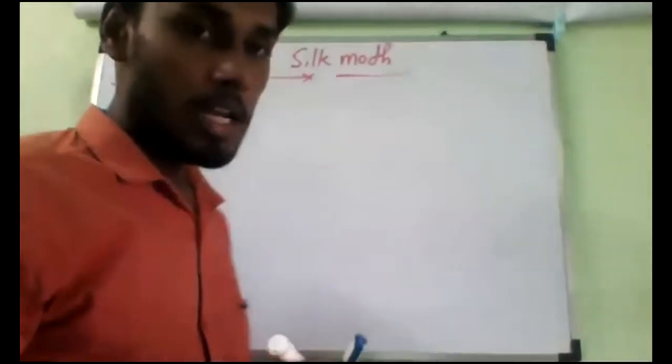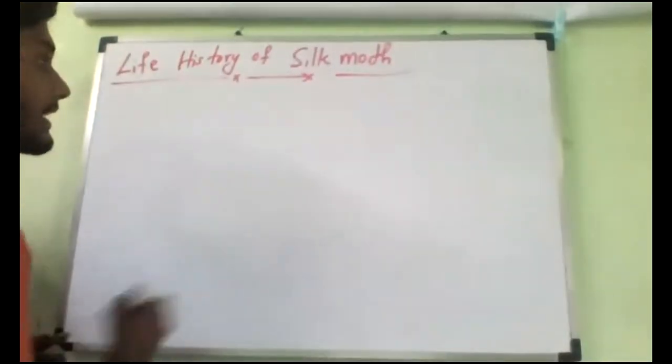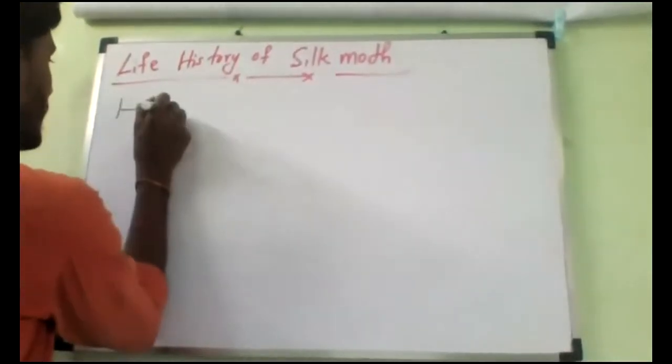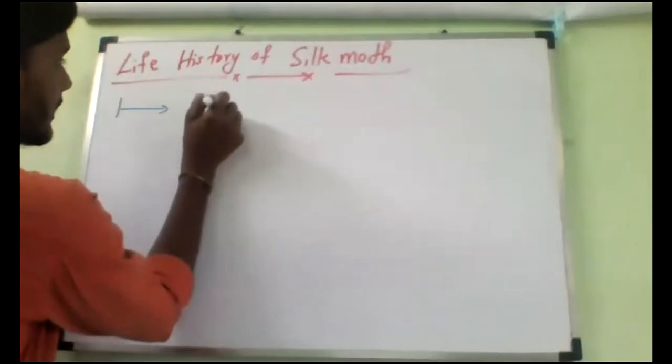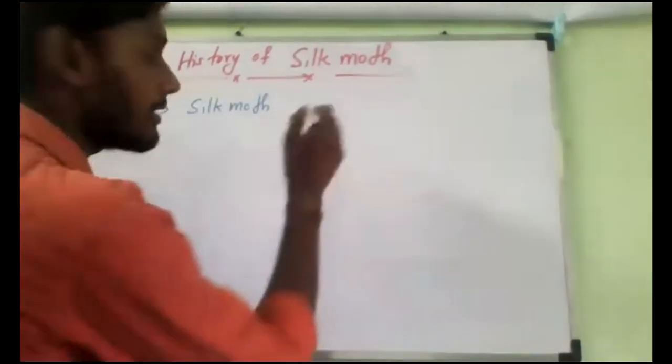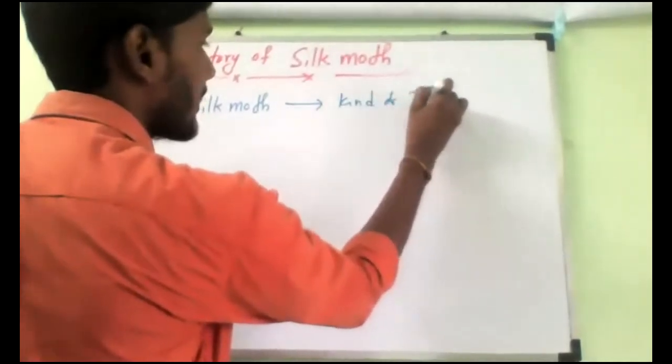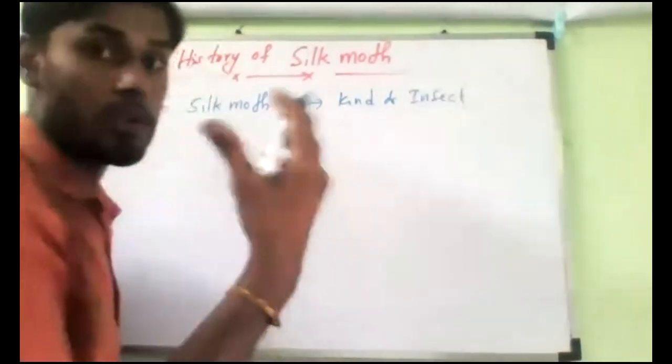Let us start with that. If you observe here, this silk moth is a kind of insect. It is from the insect family. Silk moth is a kind of insect which resembles what? It looks like a what?